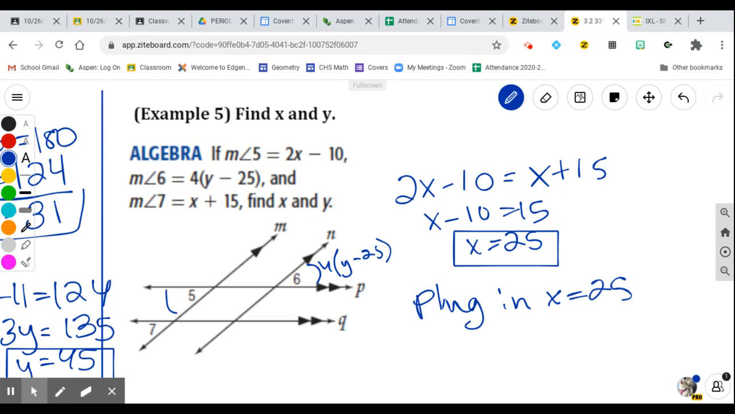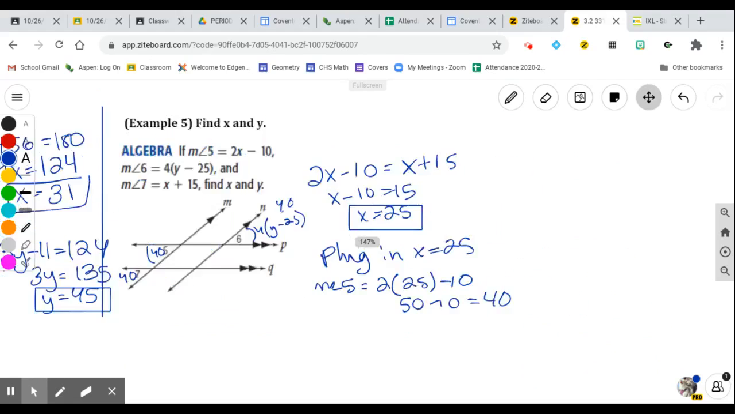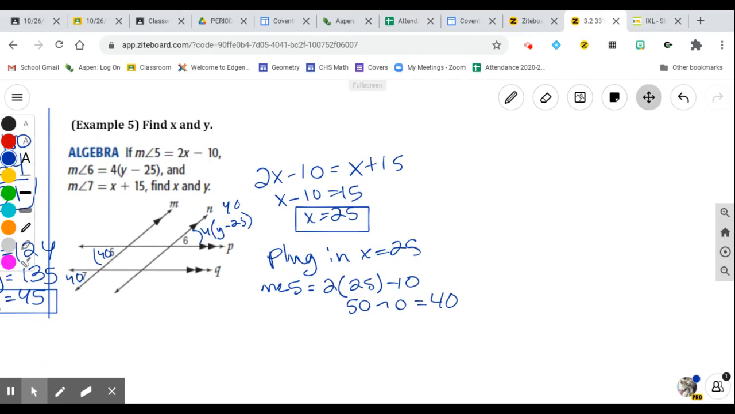So angle 5 is 2x minus 10. So you're going to do 2 times 25 minus 10. 2 times 25 is 50, minus 10 is 40. So this one's 40, this one's 40, and more importantly, this one's 40. So the last thing I can do is use the 40 and the 4 times y minus 25 and set up an equation. So I can do 4 times y minus 25, and it's equal to 40. I just found that angle 6 was equal to 40.